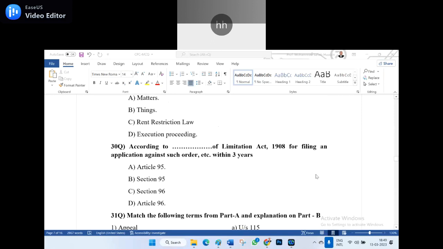Now, the 30th question. According to dash of Limitation Act, for filing an application against such order, etc., within 3 years. Option A, Article 95. Option B, Section 95. Option C, Section 96. Option D, Article 96.